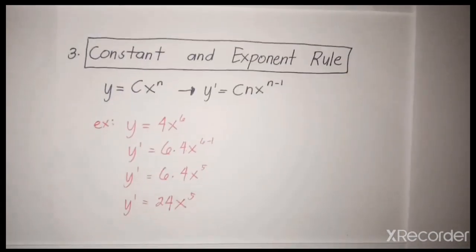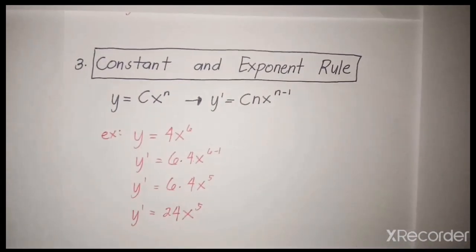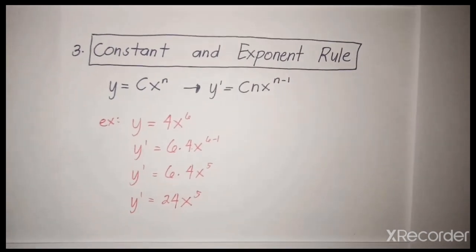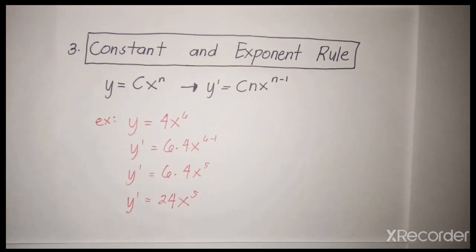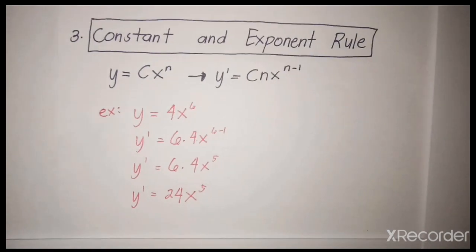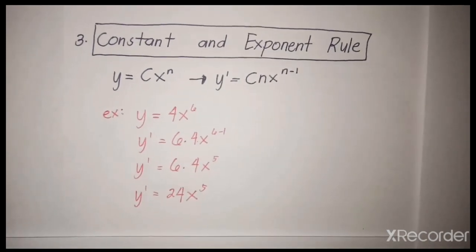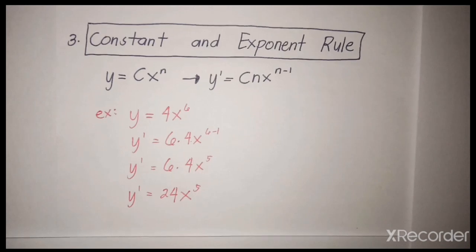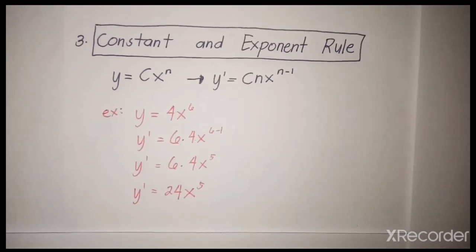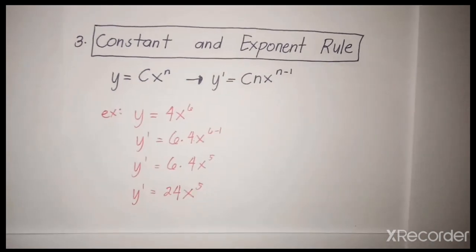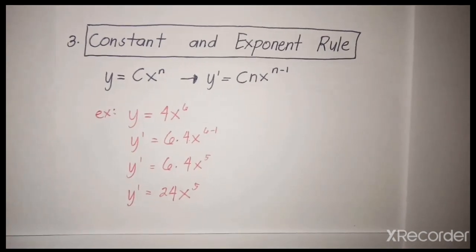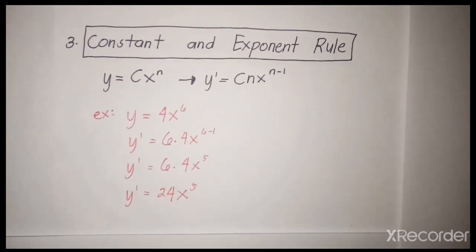And the third rule is the constant and exponent rule, where y is equal to c x to the power of n, then y prime is equal to c n x to the power of n minus 1. Example: y is equal to 4x to the power of 6, y prime is equal to 6 times 4x to the power of 6 minus 1. Y prime is equal to 6 times 4x to the power of 5, then y prime is equal to 24x to the power of 5.